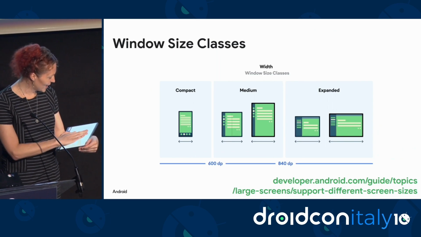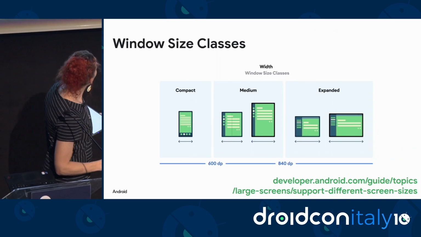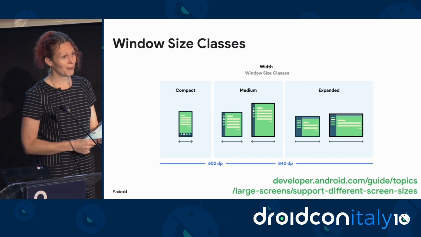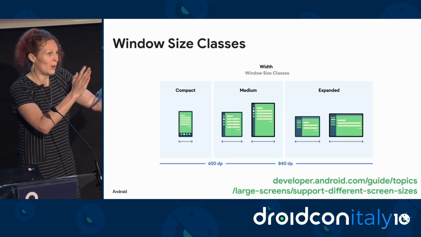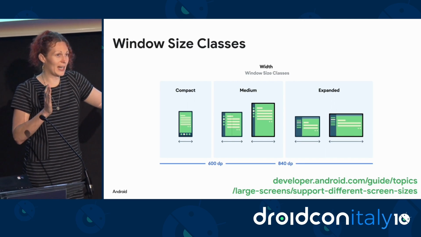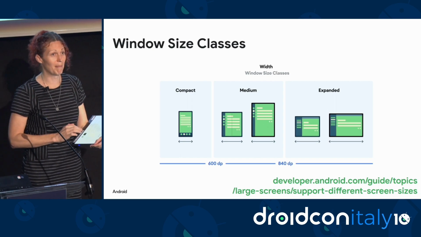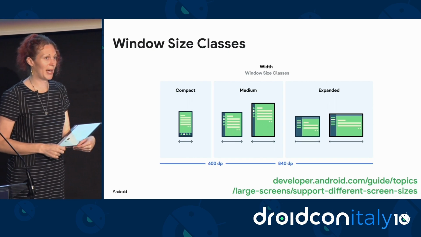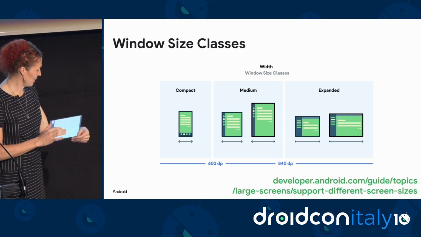But something that already exists and you could be using right now is window size classes. This is a way to help figure out what window size your app is running in right now, which big bucket your app is running in, and then dynamically shift your UI to match. And dynamically, I really mean it.